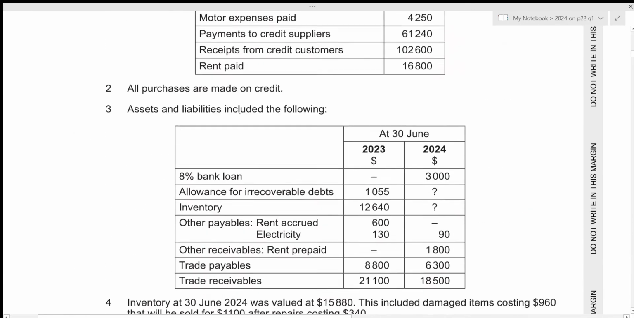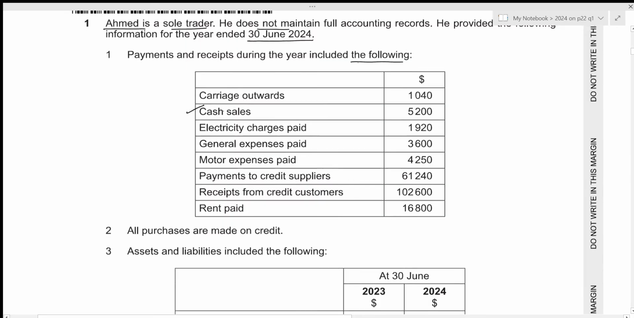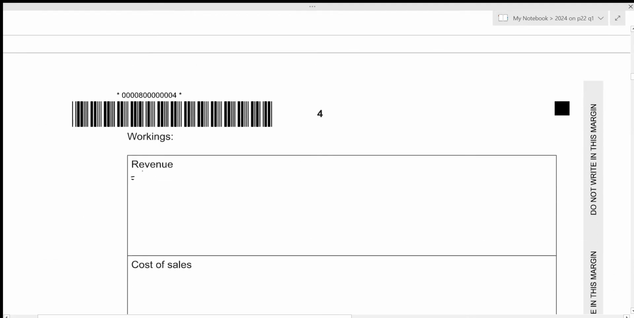Alright, let's take a look at the first information. Payments and receipts during the year included the following. We have been given the carriage outwards, cash sales. Okay, the first thing that we need to calculate was revenue, and revenue is just going to be the sum of our cash sales and credit sales. So let's include this amount first. Cash sales is of 5,200. So for the revenue, this is just going to be cash sales plus credit sales. And the value for cash sales is 5,200.